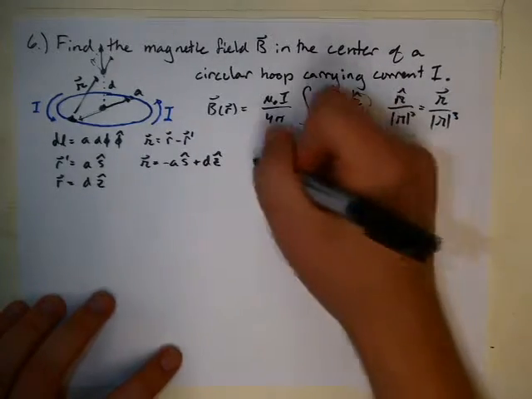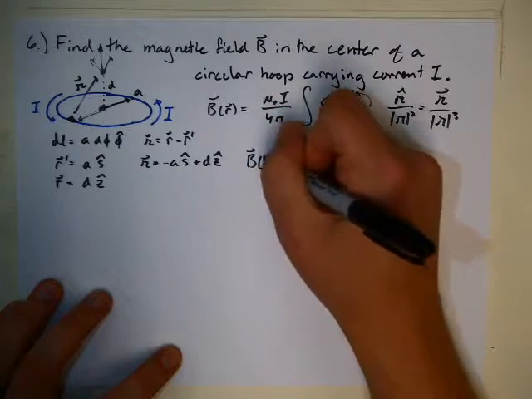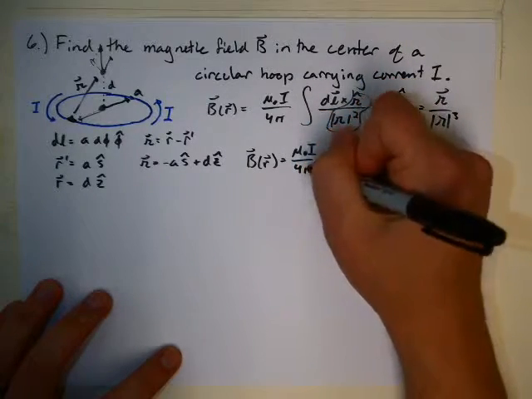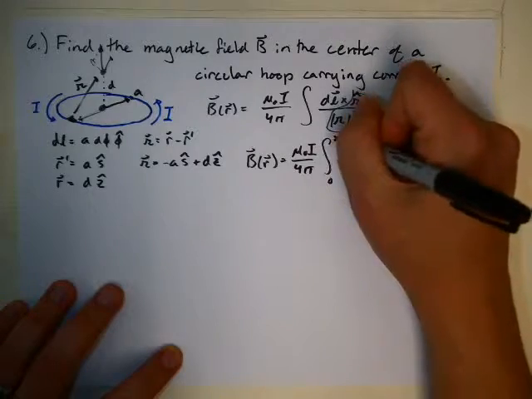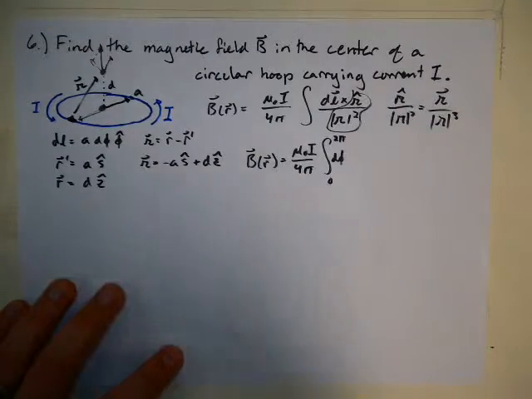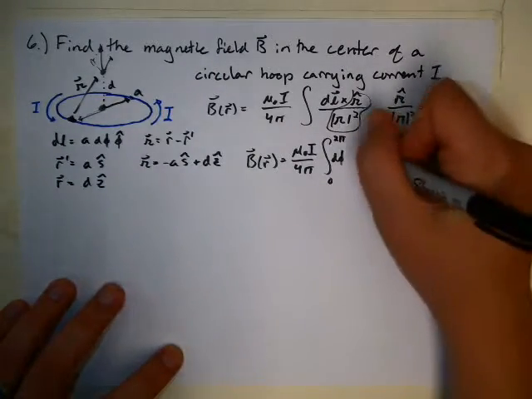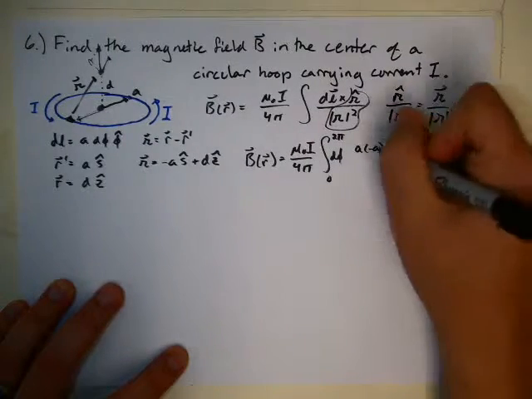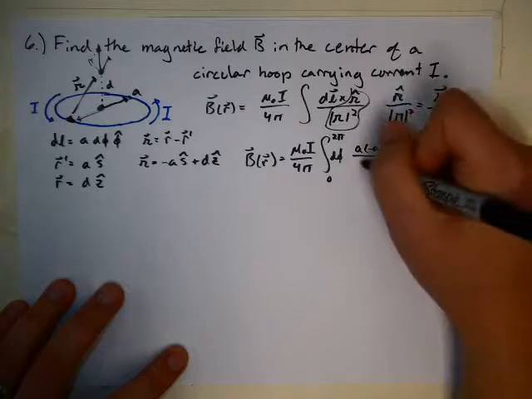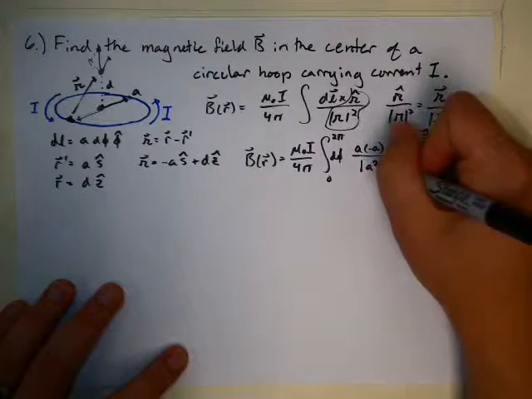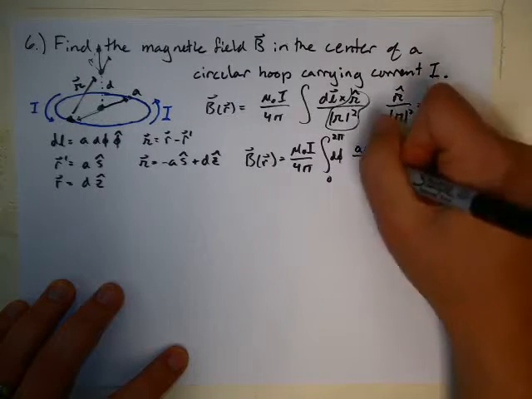The phi hat cross s hat is actually in the minus z hat direction. So going through and writing this out, B as a function of r is going to be equal to mu naught I over 4 pi, and then the integral from 0 to 2 pi of d phi. I'm going to get an a here and an a here, so an a times a minus a, and then a phi hat cross an s hat, which will give me a minus z hat, all over a squared plus d squared to the 3 halves power.